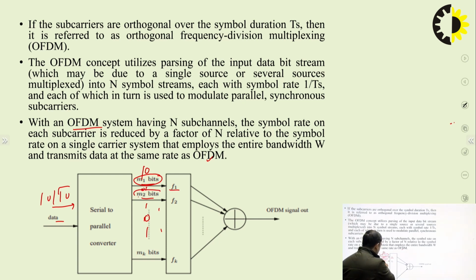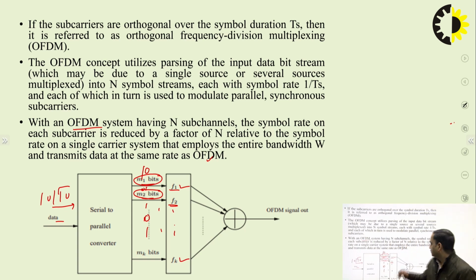When we have the M2 bits, these M2 bits are transmitted by, or modulated with the help of, the carrier F2 and so on. It means from F1 to Fk we have k subcarriers, right? So this complete wideband is divided into different subbands, with frequencies F1, F2, F3 and Fk.